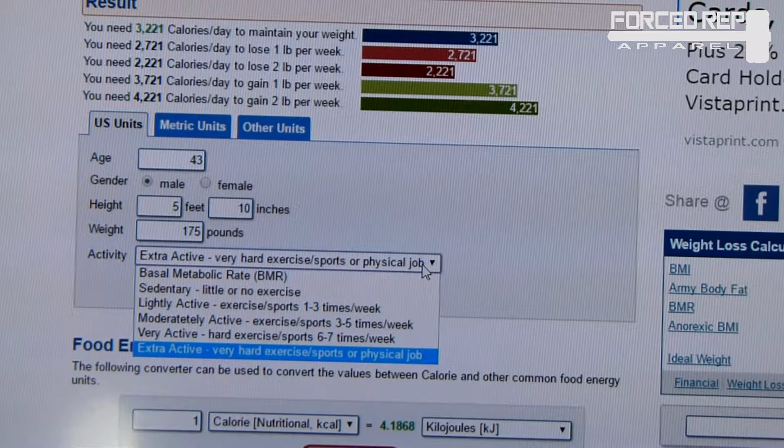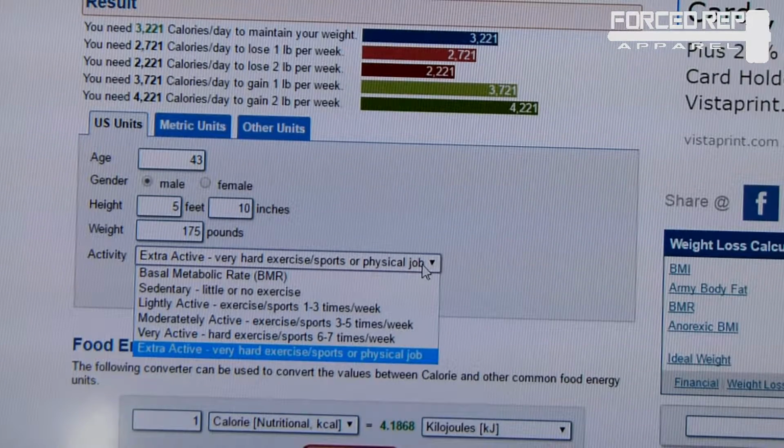Sedentary is laying on the couch doing nothing. Light activity is 1 to 3 times a week, probably less than an hour of not very intense exercise. Moderately active is 3 to 5 times a week, and a very intense weight workout would probably fall in there if you do it 3 to 5 times a week. Very active is for your athletes.